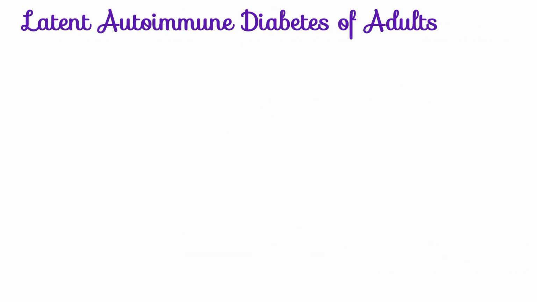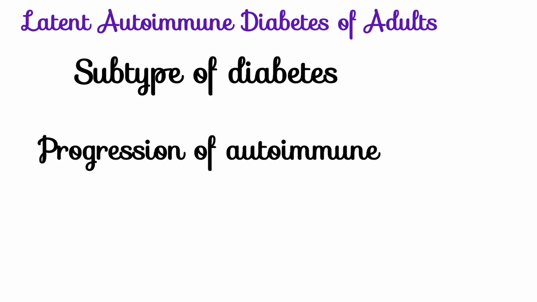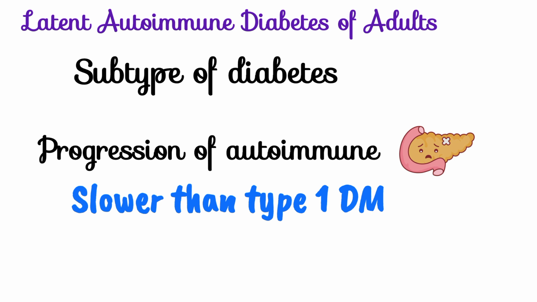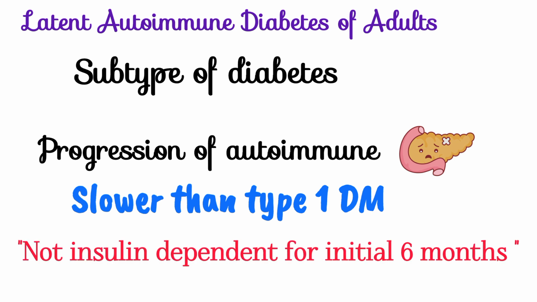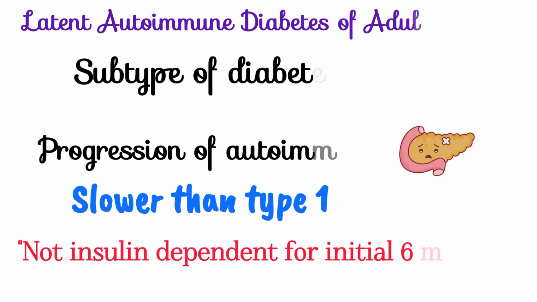LADA means latent autoimmune diabetes of adults. It is a subtype of diabetes in which the progression of autoimmune beta cell destruction in the pancreas is slower than in type 1 and type 2 diabetes mellitus. Patients with this type of diabetes are not insulin dependent in the initial 6 months of disease onset.